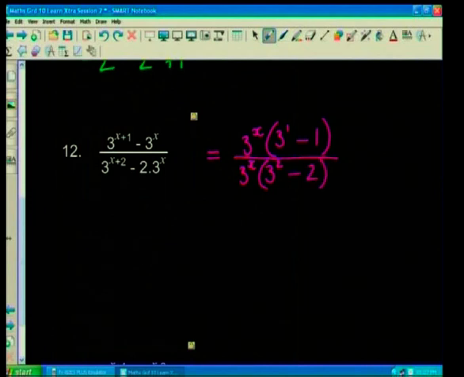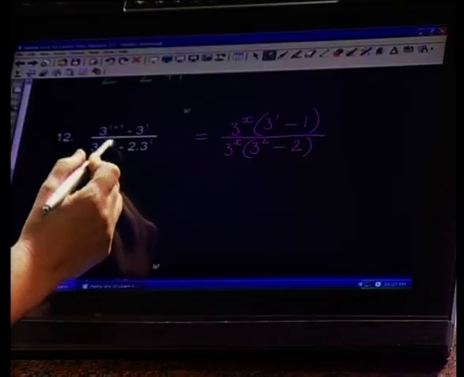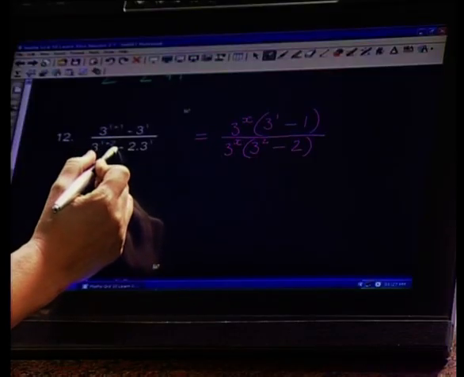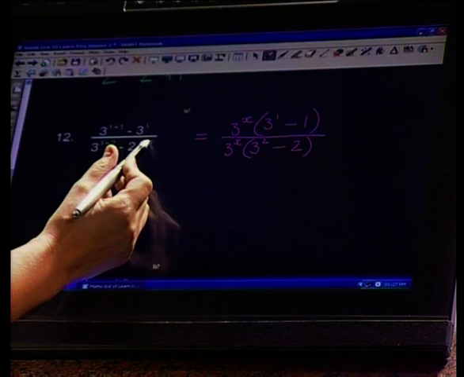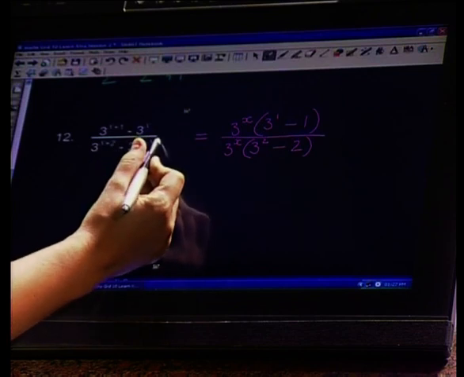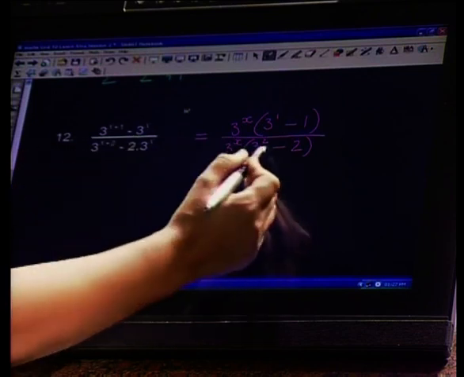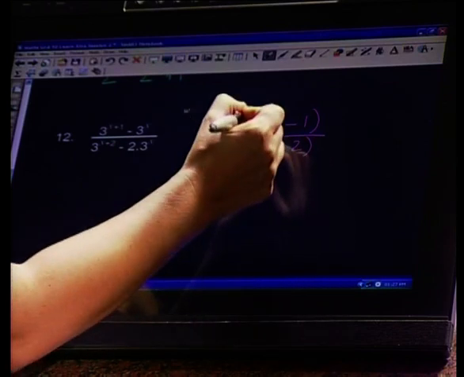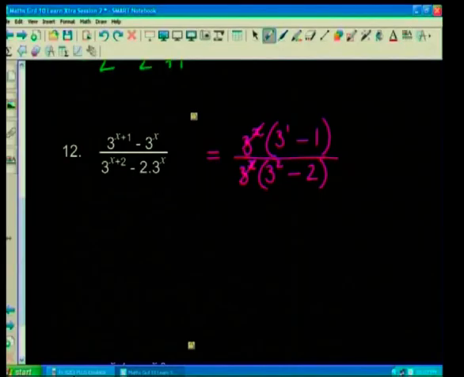Where does that 2 come from? From the other side, or the other term. It was minus 2 times 3 to the power of x. We took out 3 to the power of x as a common factor, and we were left with minus 2. Well, that works out very nicely for us, because 3 to the power of x cancels. And now we've got in brackets 3 minus 1, which is 2. And at the bottom, 9 minus 2, which is 7.